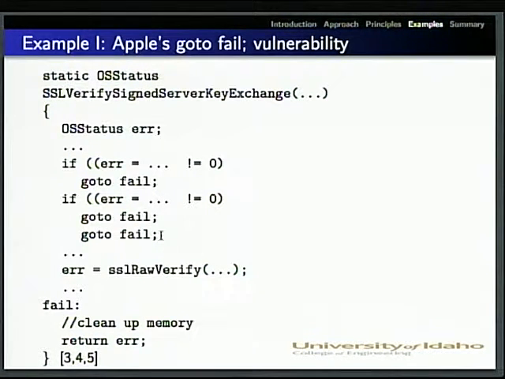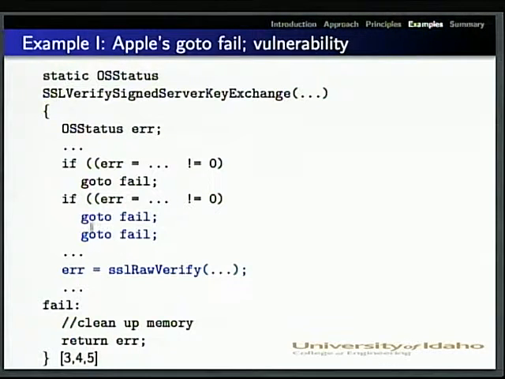Now, the vulnerability resides on this error here, which is actually a programming error, which is the repetition of this goto fail statement. And what happens here is that if you look at the way C works, when you execute this if statement, if the statement is true, you're only going to execute the first line immediately under the if statement. The second line, so this second goto fail, is really outside of the if statement.